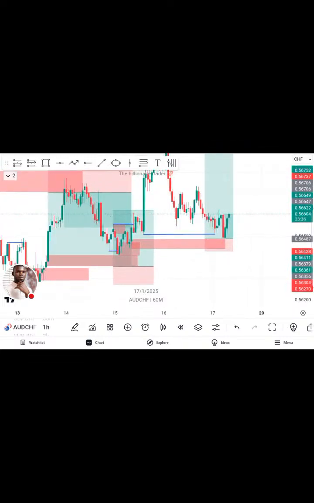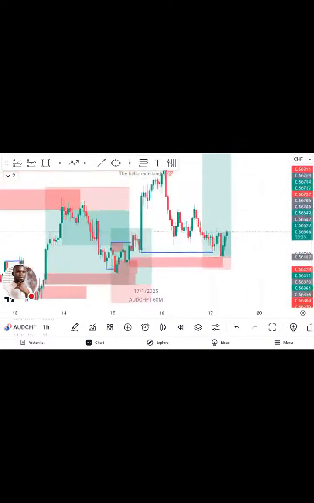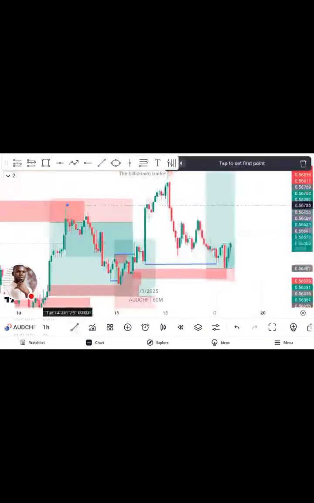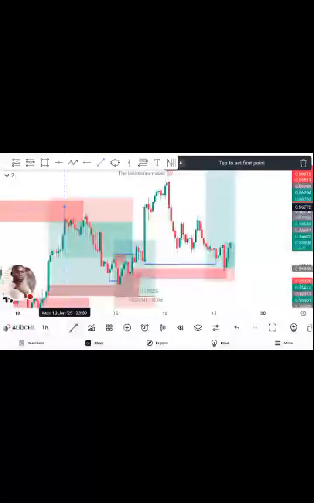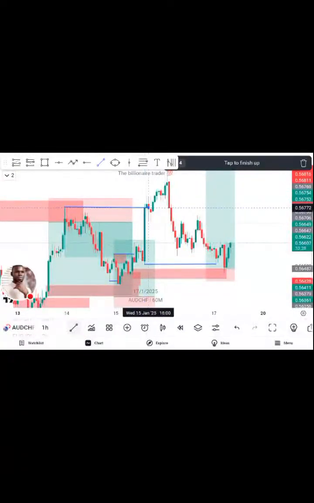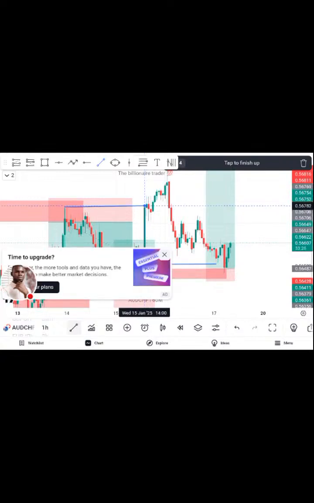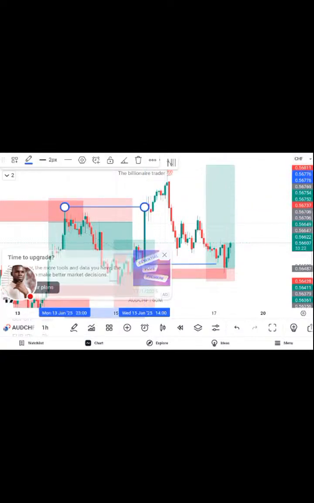I've explained something like this before, where we have a second break of structure, so we have the bar, and exactly we have two.